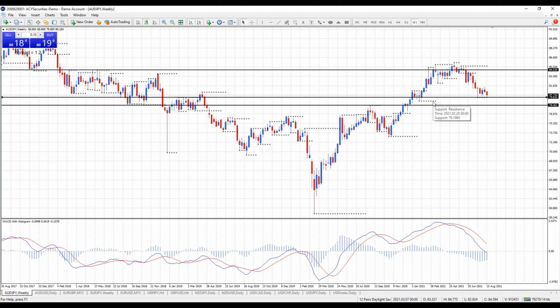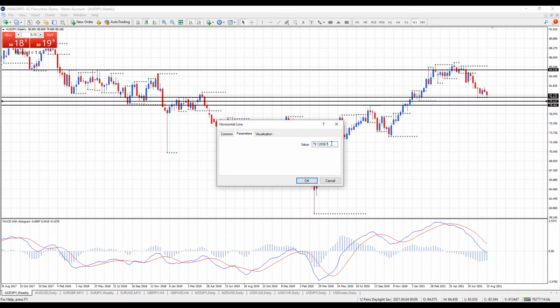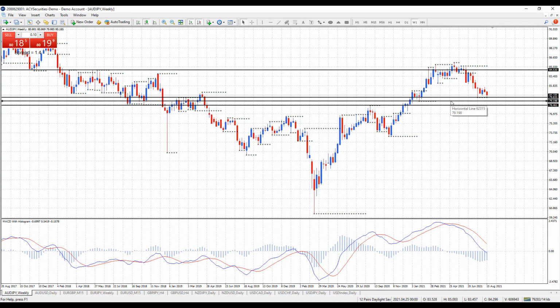And the further level here at 79.198. I always like to put in the exact numbers. There we go. Alright, so that's support.